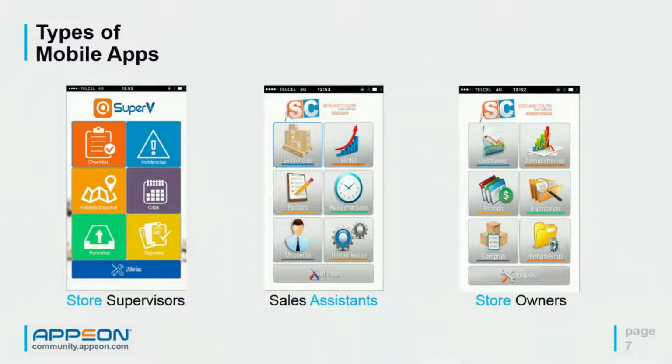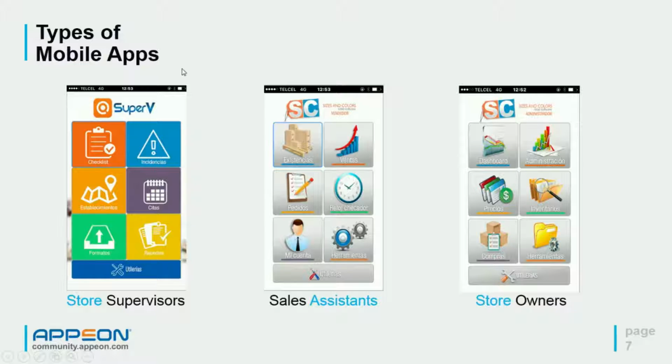These are the types of mobile apps that I'm going to be showing you in this presentation. We have about 10 different mobile apps, but since we just have 1 hour in this webinar, I'm going to be showing you just part of these 3 applications. The first one is SuperBee. This application is for store supervisors.